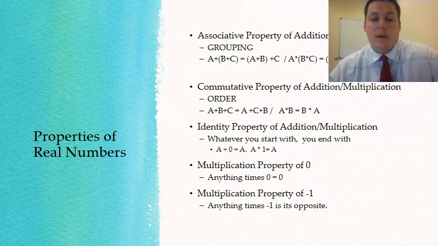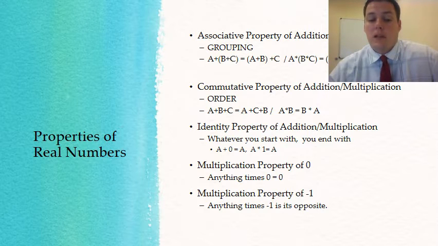Finally, we have our properties that we have to remember. We have the associative property of addition and the associative property of multiplication. Remember, associative is an association. It's a group of people. It deals with grouping, so we just switch the grouping as is displayed here.